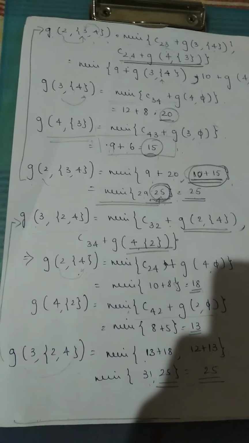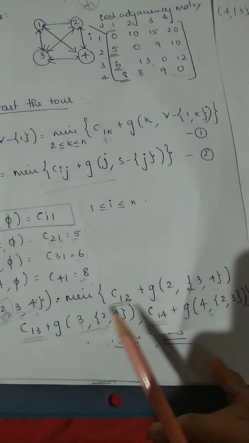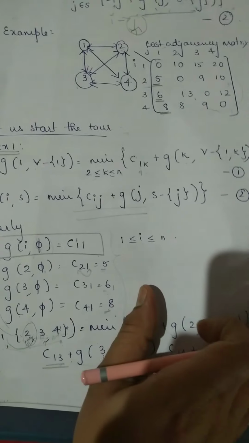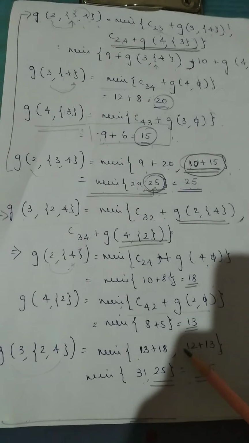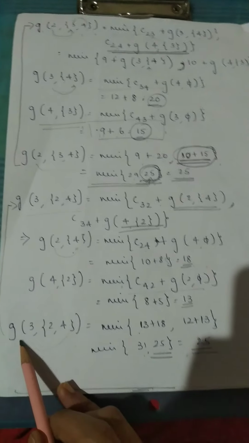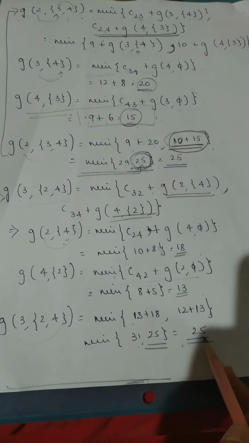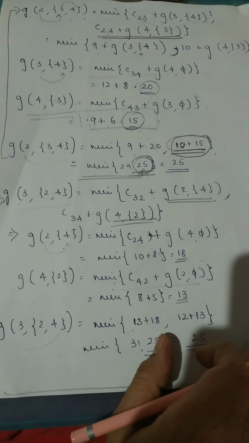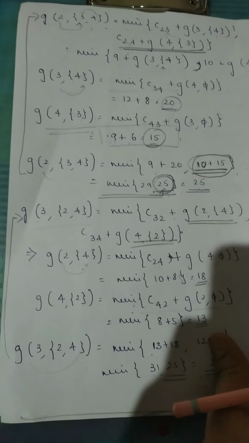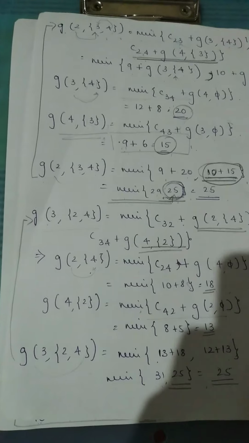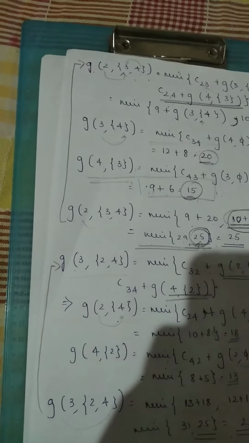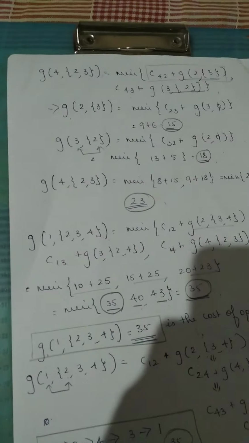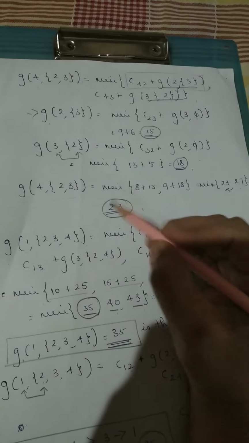Next, we'll find out next function value. That is, we need to find out G of 2, 4. So, again substitute these same values, right? So, here we'll get G of 3, 2, 4 as 25. Next, I need another value, that is g of 4 comma 2 comma 3. That is, by using same substitution, I get the value as 23.